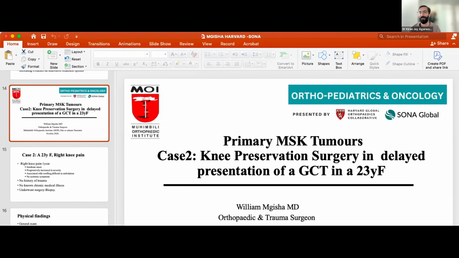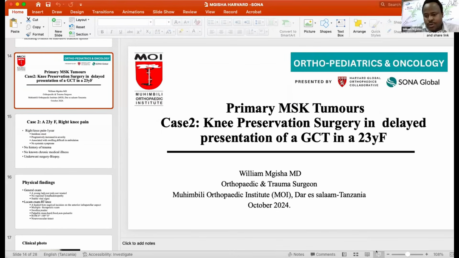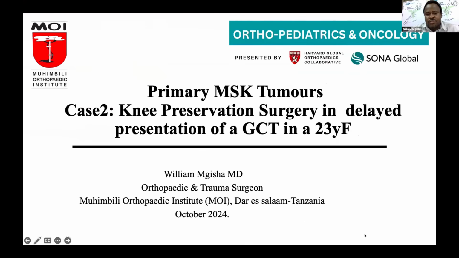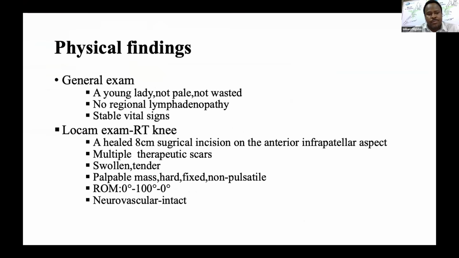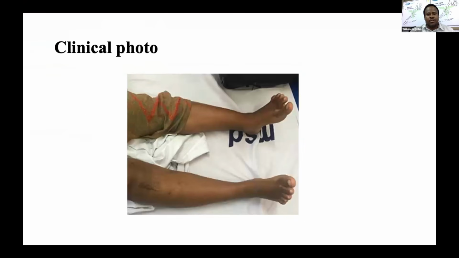All right, why not? Yeah, so it's a case of a knee preservation surgery in a delayed presentation of a giant cell tumor in a 23-year-old female who had a right knee pain followed by swelling, which progressed over 1 year with no history of trauma. So she was a young lady who was not pale with no regional lymphadenopathy. She had a flexion of about 100 degrees. So we thought she still had some movement of the knee. And this is her appearance on the clinical photos.